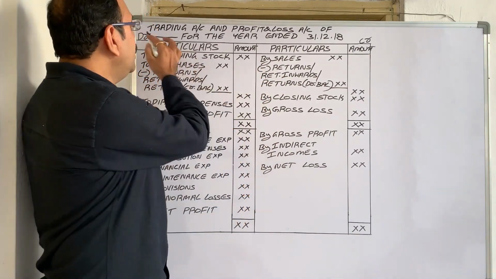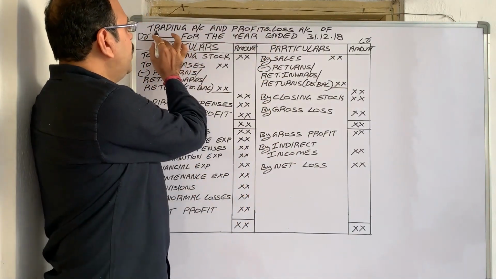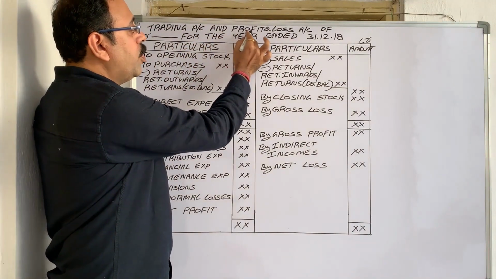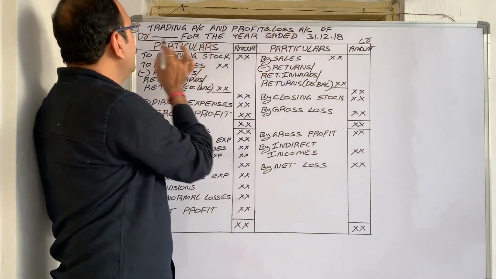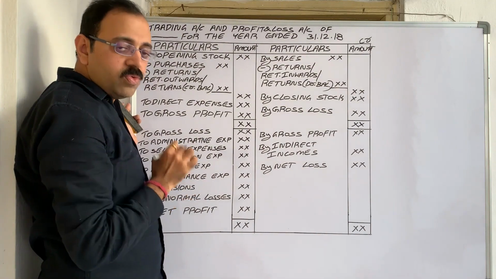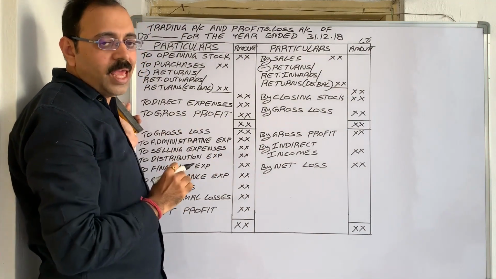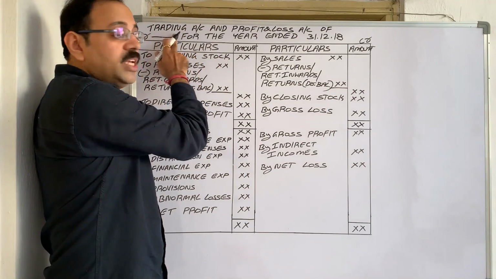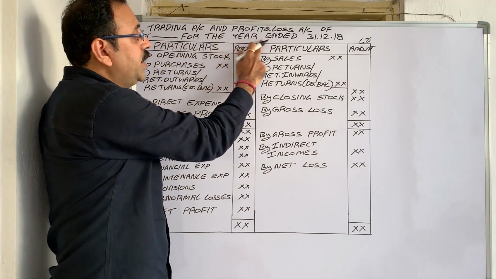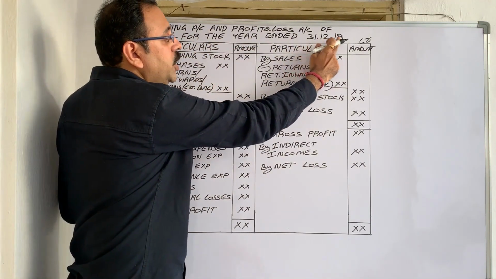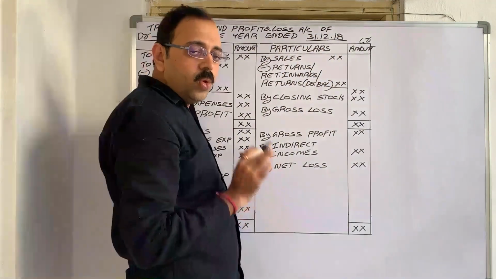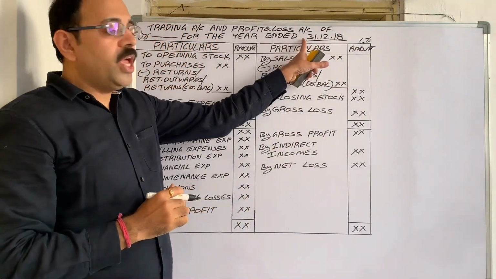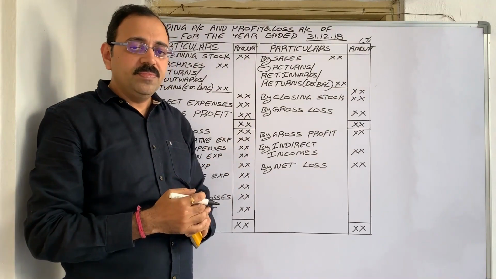Now see the heading for these two accounts: trading account and profit and loss account of dash. In the question he gives the owner's name. That owner's name or firm's name we have to mention here. For the year ended 31st December 2018. You know that we prepare final accounts at the end of the year.